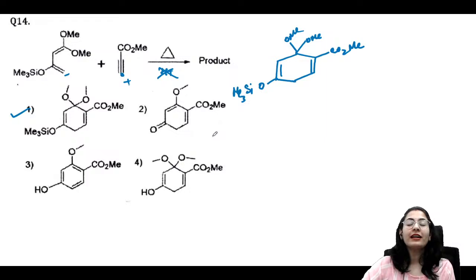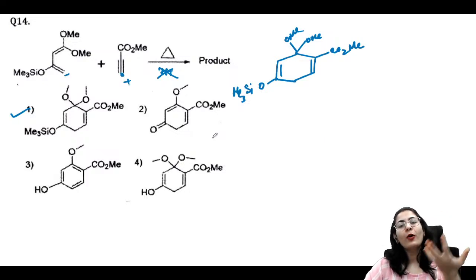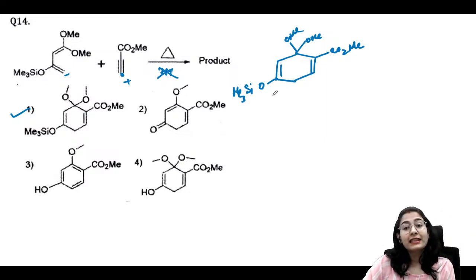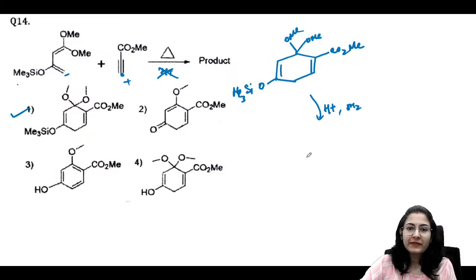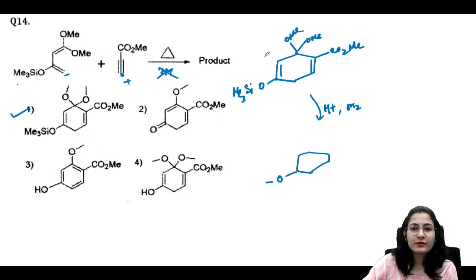ठीक है. अगर मैं कुछ aqueous workup or anything if I am doing, then I have one more option. In the presence of acid and water, this is again your silyl vinyl ether and this is again going to do the hydrolysis. कैसे करेगा फिर ये hydrolysis? ठीक है, this is going to take away a proton. There is a bond, it's going to push off like this.